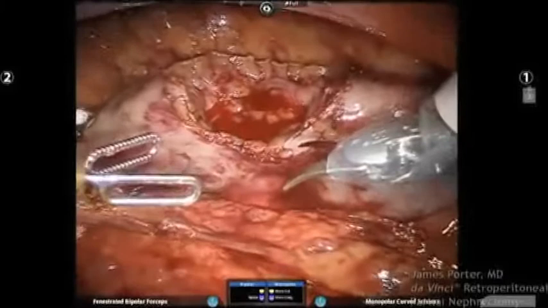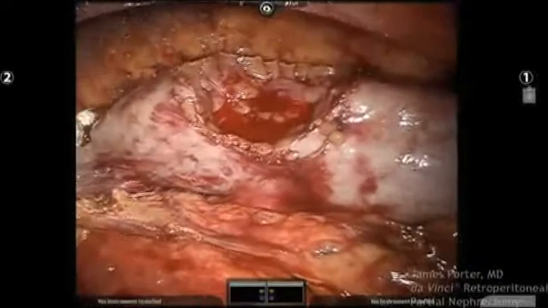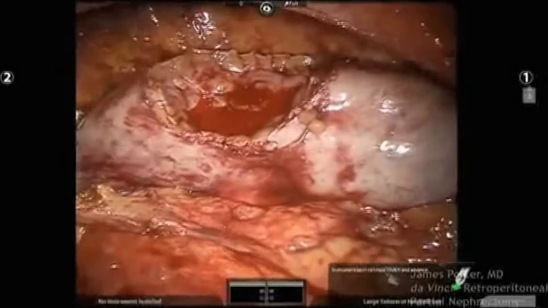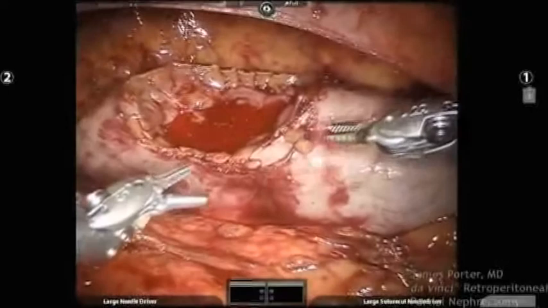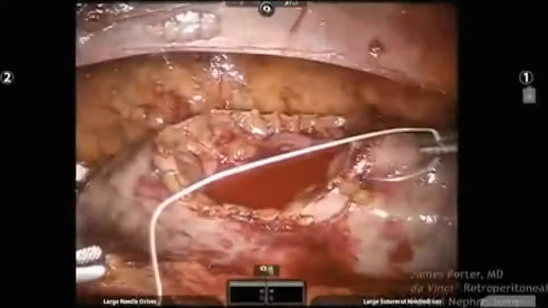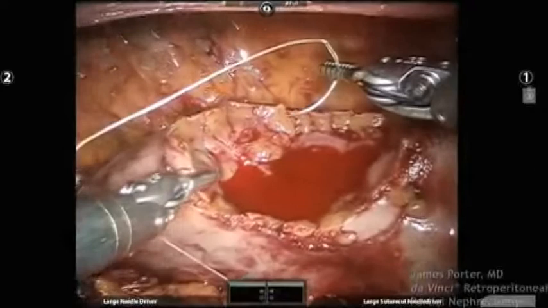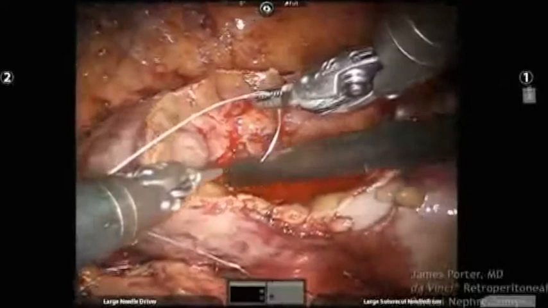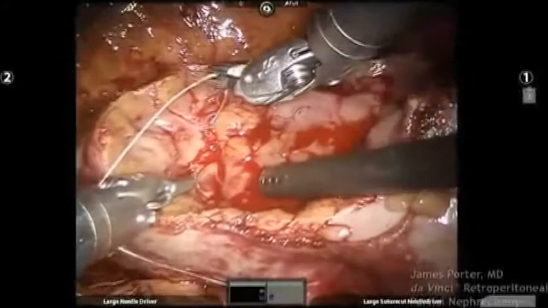So we're going to go with 4-0. I'm going to look for some individual vessels. Pretty good. There's a vessel right there.